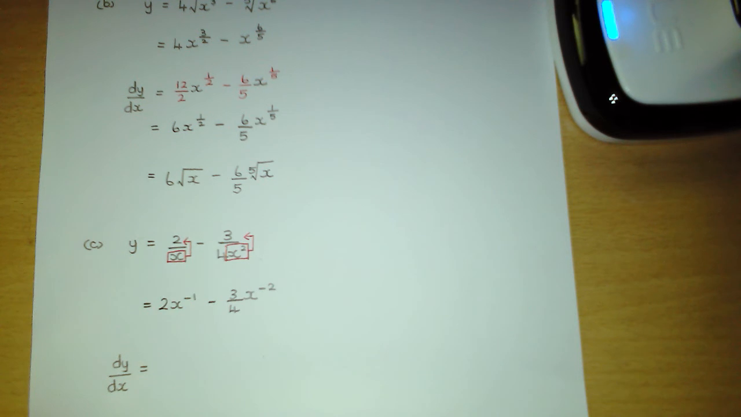Let's differentiate. So take the first term, 2x to the power minus 1. You multiply that term by its power. So we're going to get minus 2. And then copy down x. And then we subtract 1 from the power. So the power is now going to become minus 2.